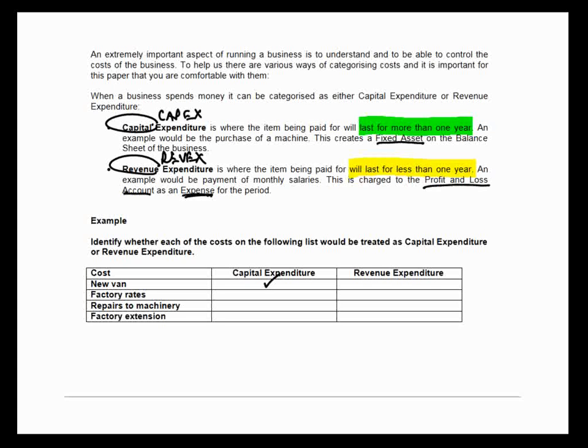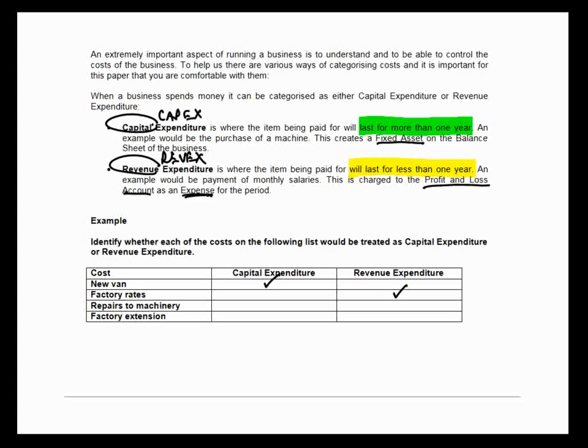We've then got factory rates. Well, will that last for more than a year or less than a year? Well, generally businesses pay rates on a monthly basis, and so when you pay your rates, you're only going to benefit for less than a year, so I would treat that as revenue expenditure and just treat it as an expense in the profit and loss account for that period.